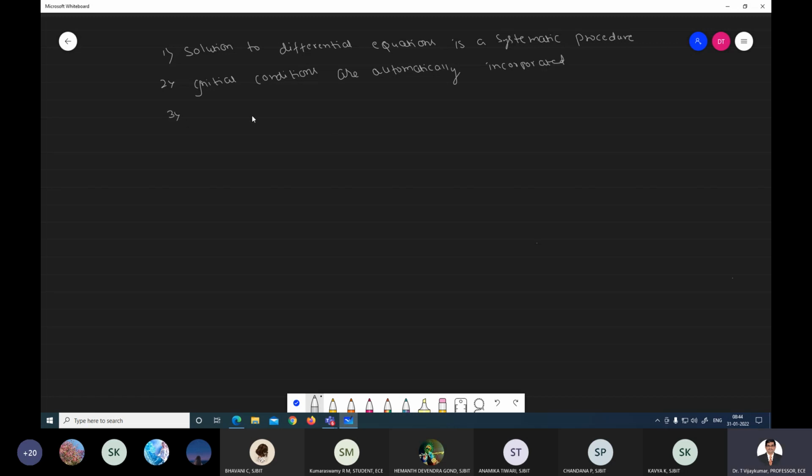Third one is it gives the complete solution, that is both complementary and particular solution in one step. So what is the definition of the Laplace transformation?